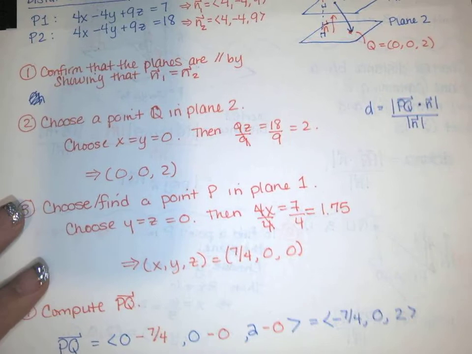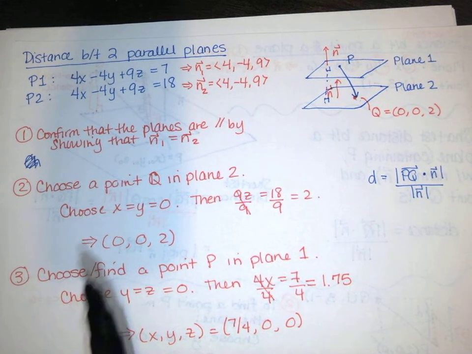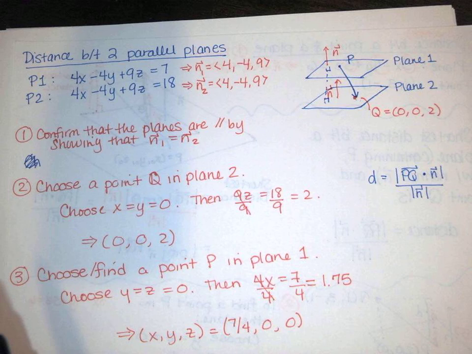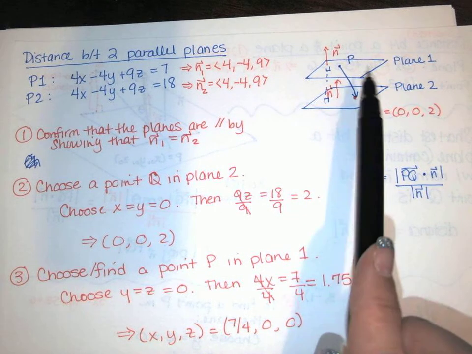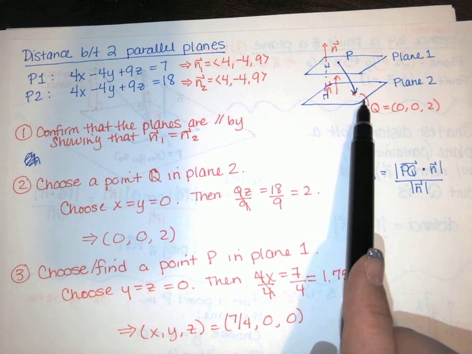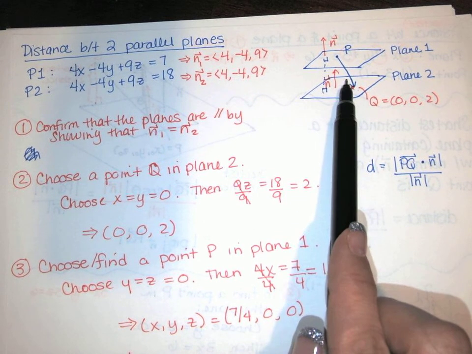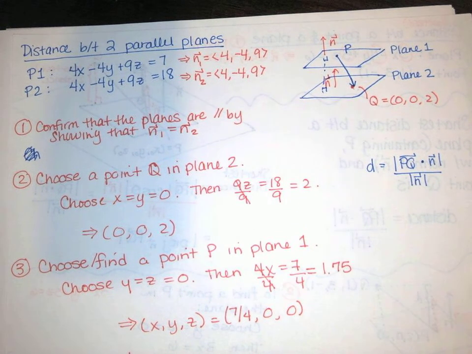And that's it. That's how we find the distance between two parallel planes. It's pretty much the same as finding the distance between a plane and a point. You just have to make sure that the point Q is in one plane and the point P is in the other plane. Then you find the vector from P to Q and you just use the formulas.